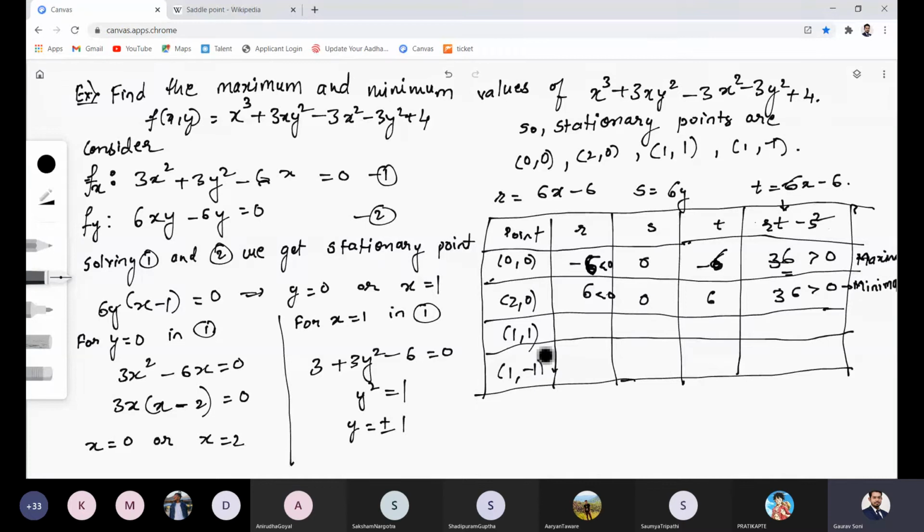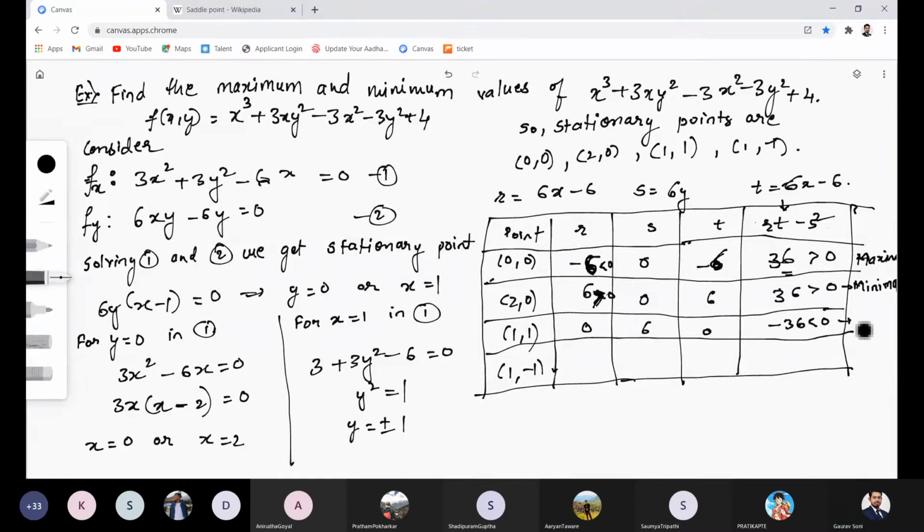What about (1, 1)? Sir, R is greater than 0. Greater than 0, so it is minima. So at (1, 1), R is 0. S is 6. And T is nothing but 0. What is RT minus S square? Minus 36. Less than 0.